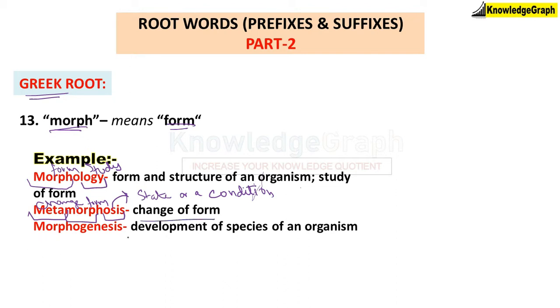Next is morphogenesis. This is development of species of an organism. This is also a kind of studying of the form where we notice how a species or an organism develops and how they go into their next phase.